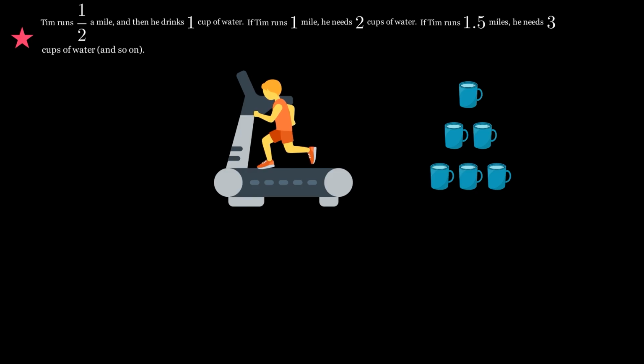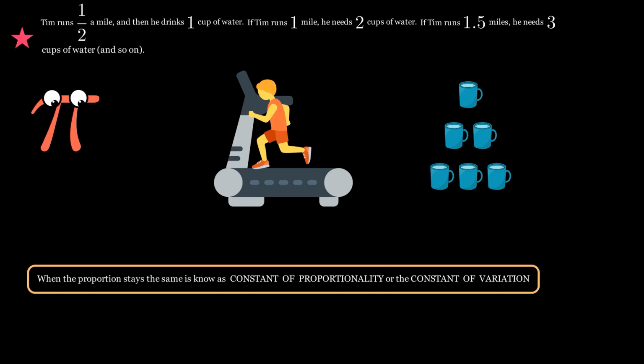Here as well, the proportion of miles run to cups of water consumed is constant, which is 1 to 2. So even when Tim runs 1.5 miles, the proportion of miles run to cups of water consumed is still 1 to 2 because he drinks 3 cups of water. When a proportion stays the same, it is known as the constant of proportionality or the constant of variation. Only when the constant of proportionality is the same, we can use proportions to find unknown quantities. So make sure to check if the constant of proportionality is the same before using proportions to find unknown quantities.